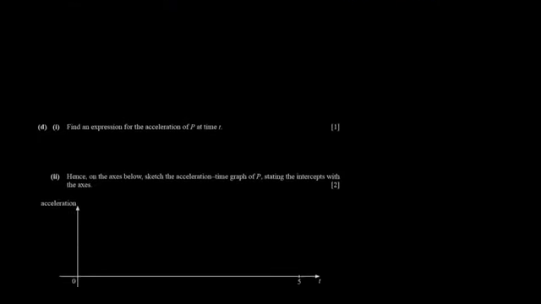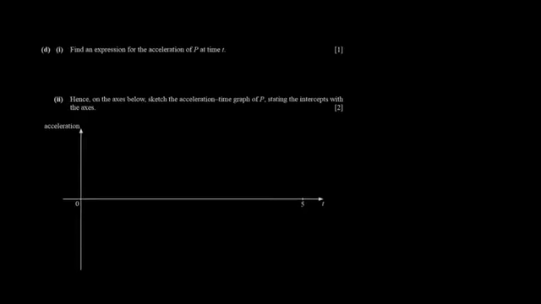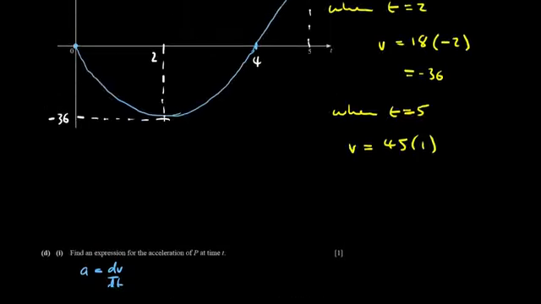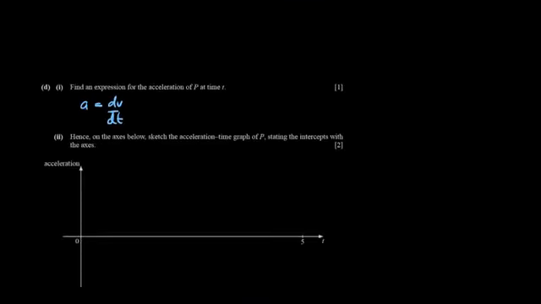All right, lastly, part D. We want to find an expression for the acceleration of P at time t. Well, what is the definition of acceleration? Acceleration is the rate of change of velocity with respect to time. So we've already got velocity, right? Velocity was that 9t bracket t minus 4. So let's write that over here. Velocity was equal to 9t bracket t minus 4.